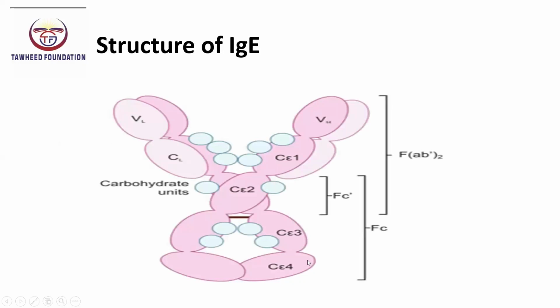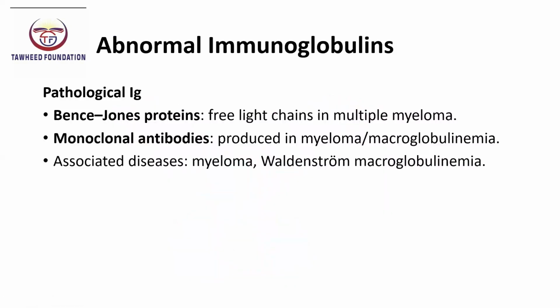This is the structure of the IgE immunoglobulin. It has very low serum levels but is highly potent. It binds strongly to Fc receptors, as you can see in this diagram, on mast cells and basophils. It mediates allergic reactions, with histamine release after allergen binding. It is also important in defense against helminthic parasites.